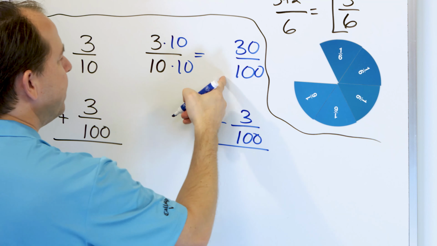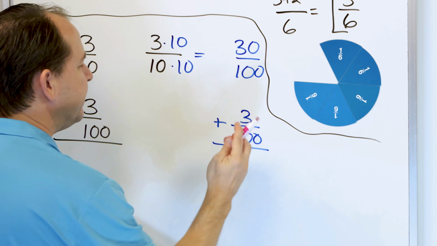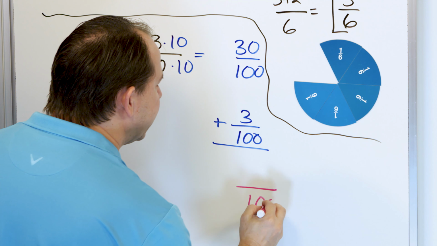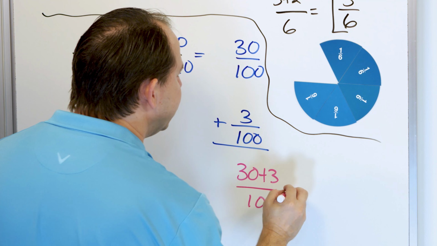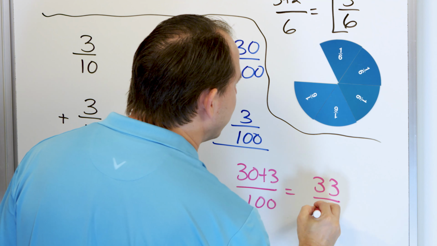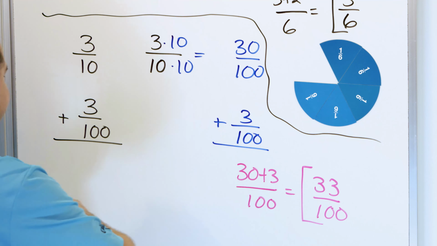Now I have the same bottom number, the same denominator. So the same denominator means that stays in my final answer. 30 plus 3 is equal to 33 out of 100 slices, 33/100. And that's the final answer.